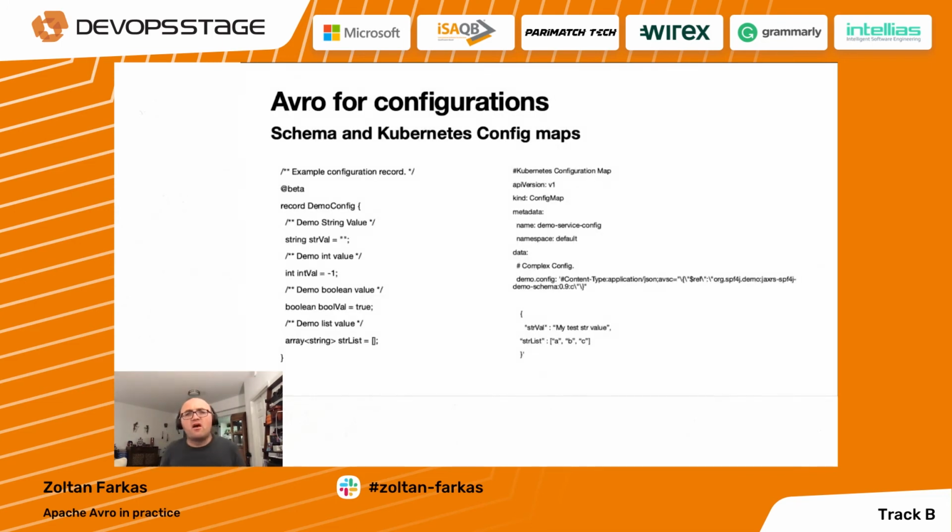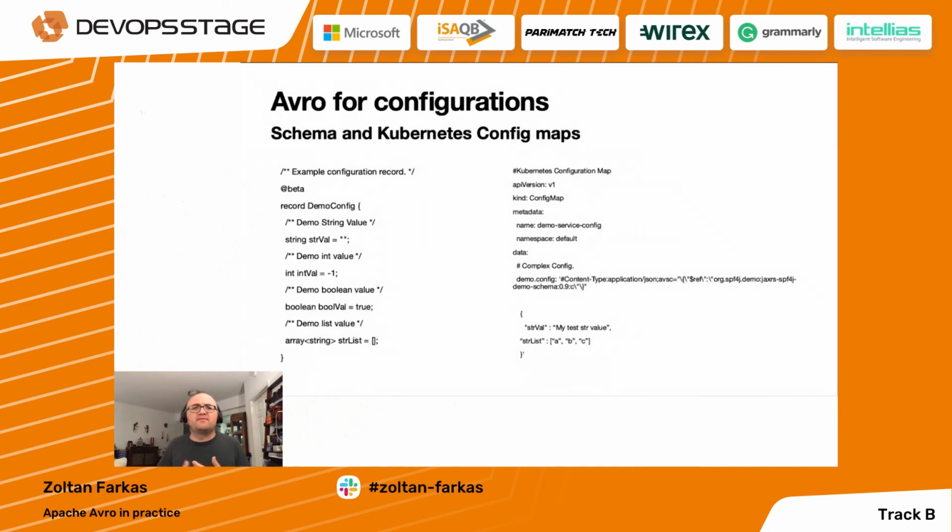We have seen so far how Avro can be used to implement REST resources, and quite flexible REST resources. And since Apache Avro is an awesome data definition and serialization framework, it fits really well for your application configuration too. Here you can see a configuration object schema on the left. It's just an example, and how it can be used in a Kubernetes configuration map on the right side of the slide.